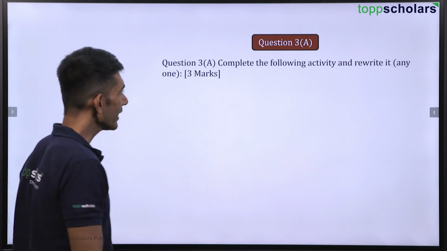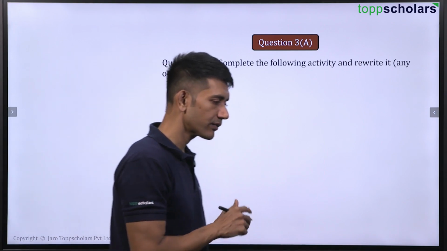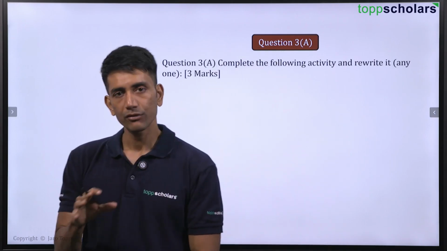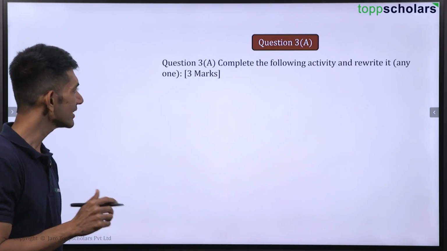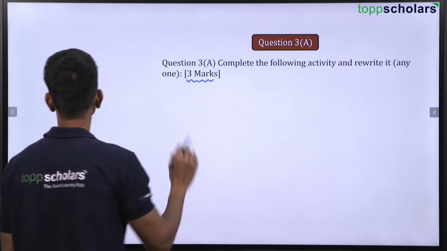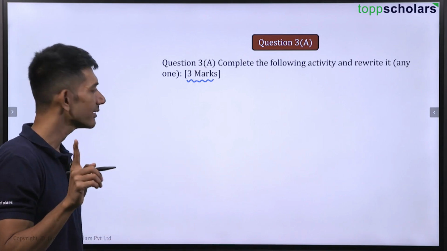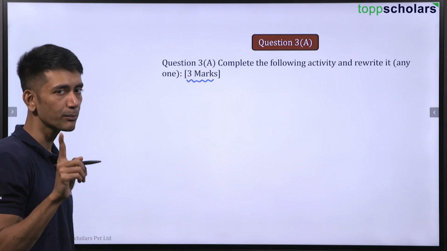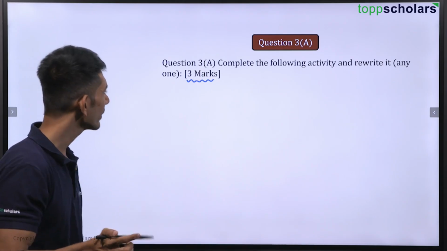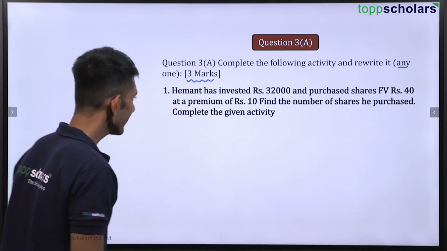Now question 3a will again be an activity based question. If it is there in the sample paper, in the exam also the paper is going to be very similar. So question 3a, which is of 3 marks, is going to be an activity based question, and that will be one question only. That is, you are supposed to solve one. There are 2 questions, any one, you have a choice here. So let us see the question first.